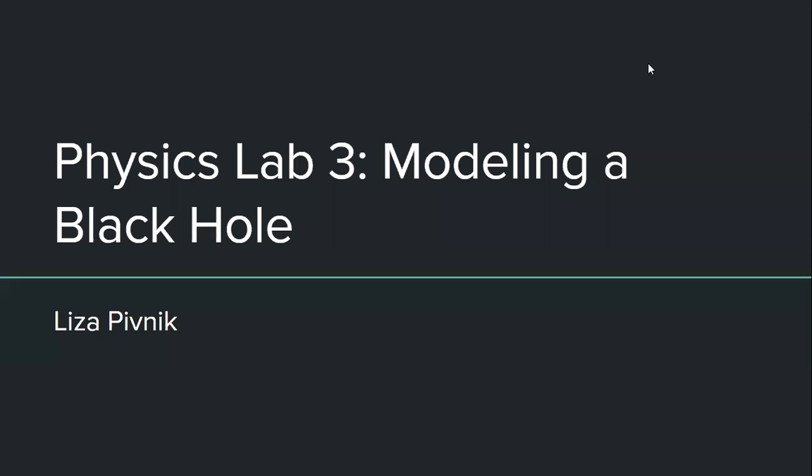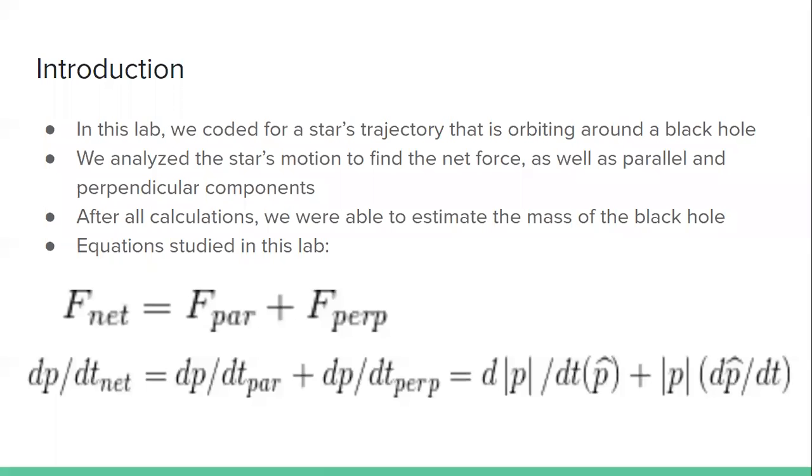This is the third physics lab where we studied a black hole and how to model it with a computer. So for the introduction, we coded for a star's trajectory that is orbiting around a black hole, and then we analyzed the star's motion to find the net force as well as its parallel and perpendicular components. So after all these calculations, we were also able to estimate the mass of the black hole.